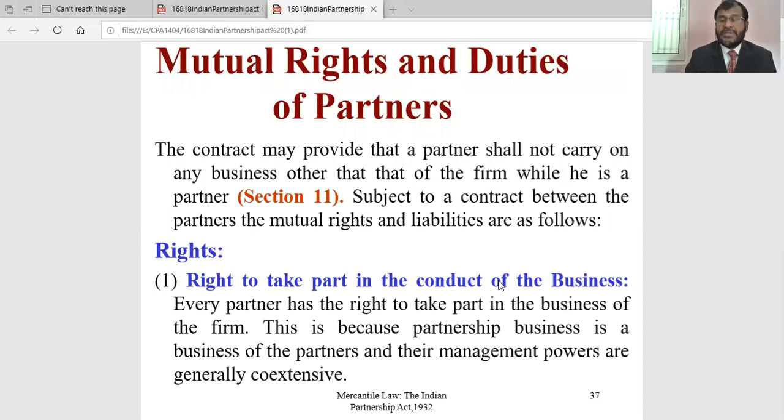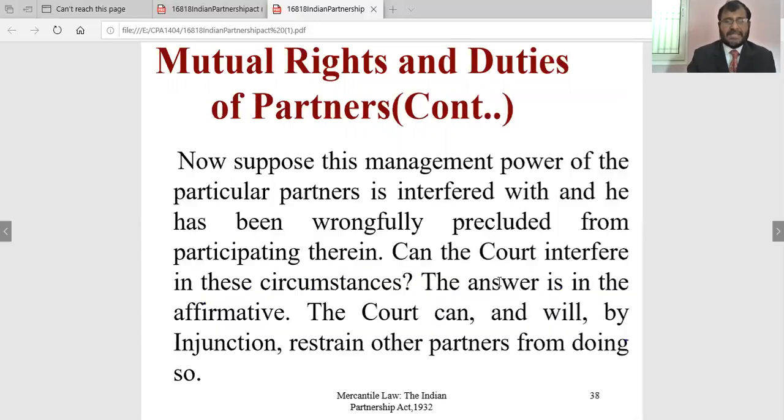Mutual rights and duty. We will see now the mutual rights and duties of the partners. The contract may provide that a partner shall not carry on any business other than that of the firm while he is a partner. Subject to a contract between the partners, the mutual rights and liabilities are as follows. This is again subject to the agreement.